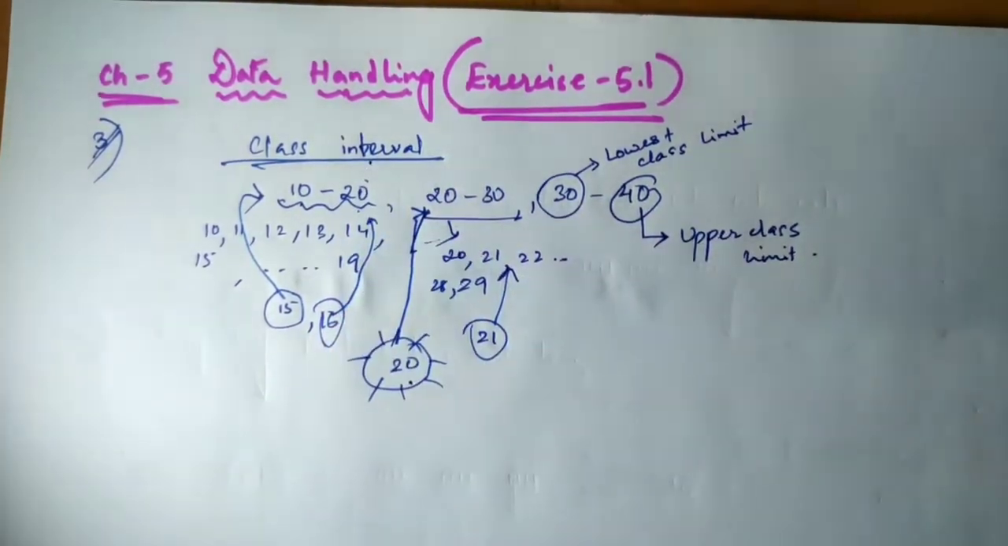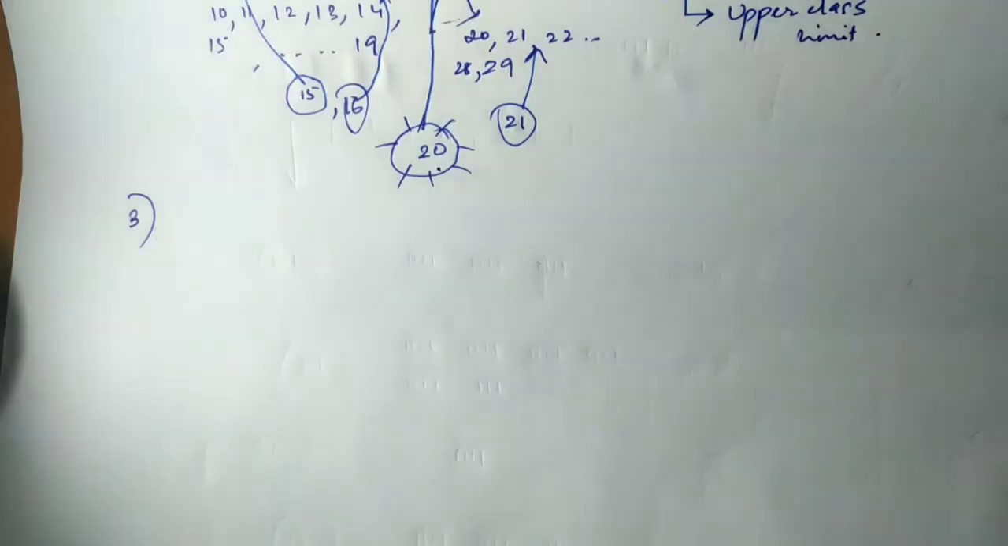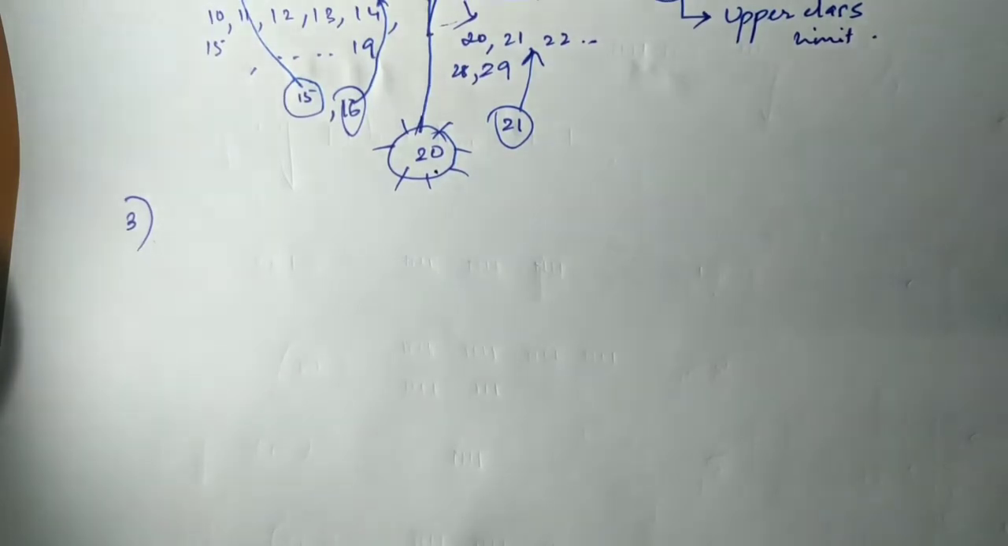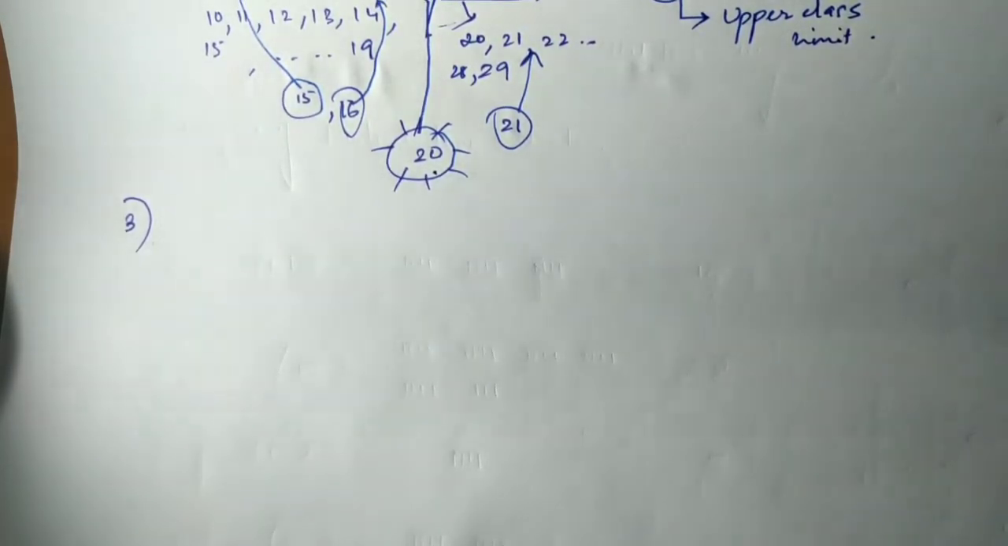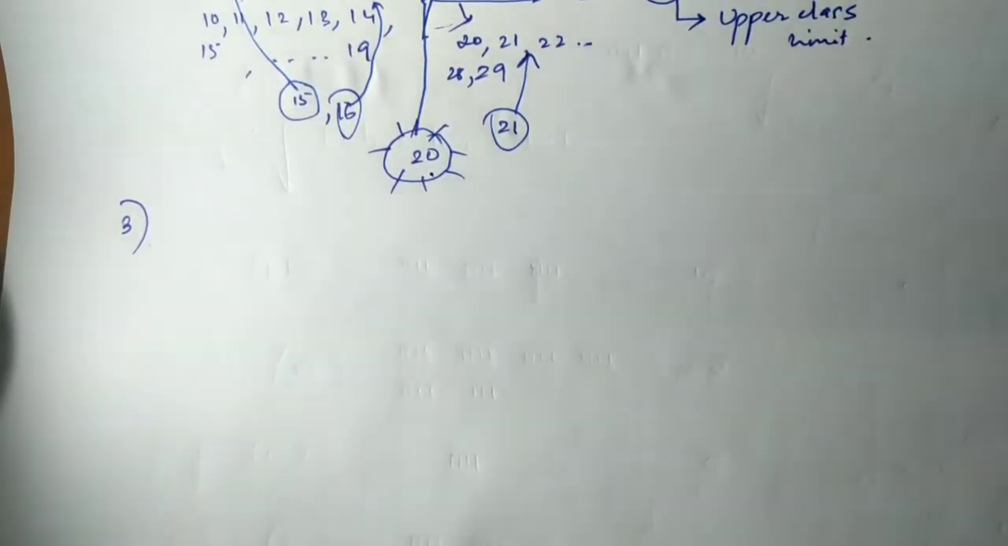In this way we will see how the exercise works, and we'll start with question number 3. It's given that the weekly wages in rupees of 30 workers in a factory are given as 830, 835, 890, and all these numbers. Using tally marks, make a frequency distribution table with the given intervals. The intervals are mentioned as 800 to 810, 810 to 820, and so on.